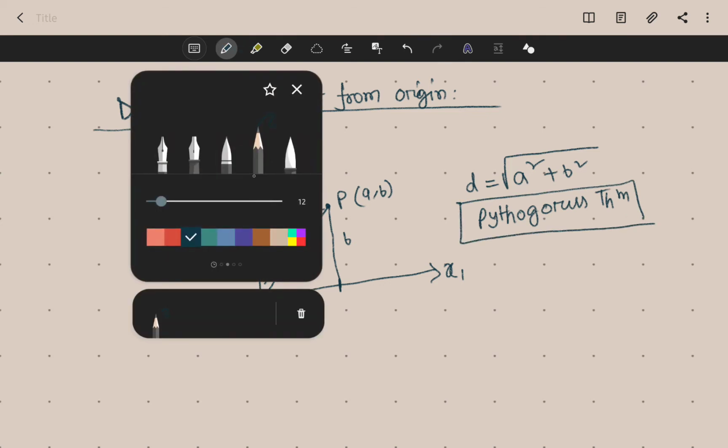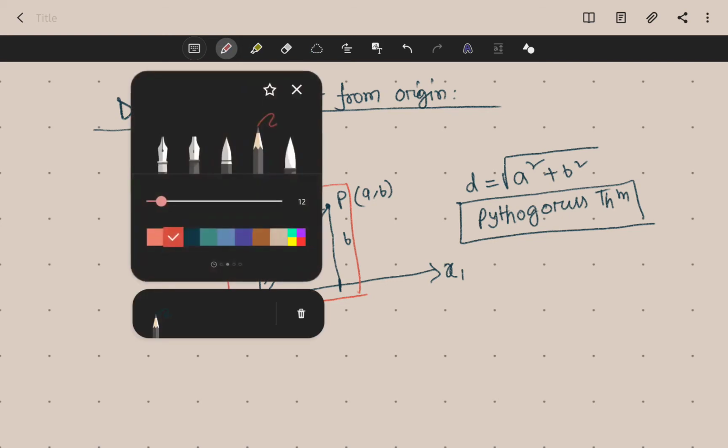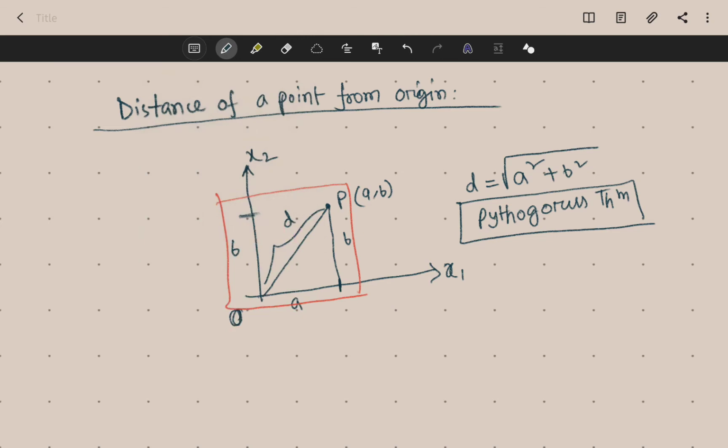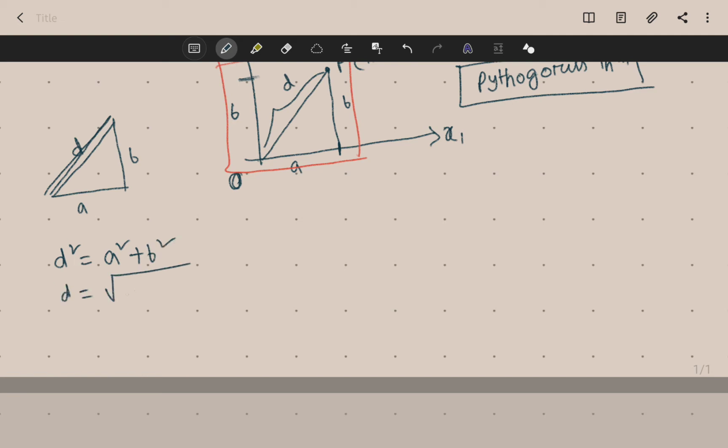Suppose we now consider this part only. Let's draw it this way. If you look very closely, this is a triangle. This is A, this is B, and this is our D. So D square is equivalent to A square plus B square. In that case, what will be D? Root over A square plus B square, right?